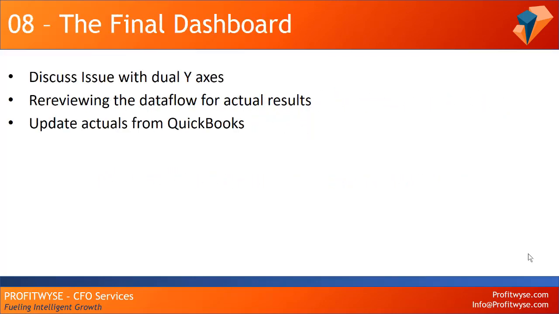So I wanted to discuss with you some of the issues that come up when you use dual axes. And this mainly has to do with the graphs that present information on profitability if in some periods you have negative profit, which is not all that unusual. I also wanted to re-review with you the data flow for how actuals get into the dashboard using QuickBooks and PlanGuru. So that's it. So let's take a look at Excel and talk about this issue on the profit graphs.